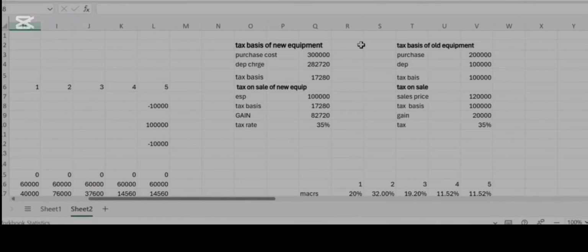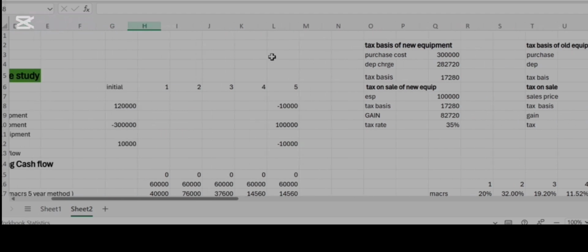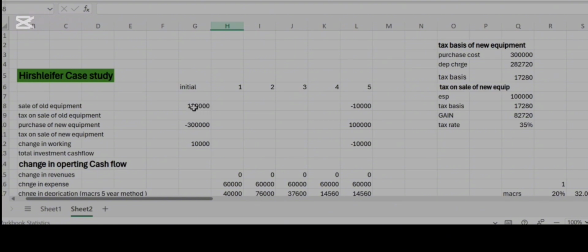So first, this is a replacement decision. Firstly, we discuss the tax basis. We purchased it for 2 lakh and depreciation is 1 lakh, so the tax basis remaining is 1 lakh. The sale is at 1 lakh 20,000. We sell it and we gain 20,000. So we calculate its tax.